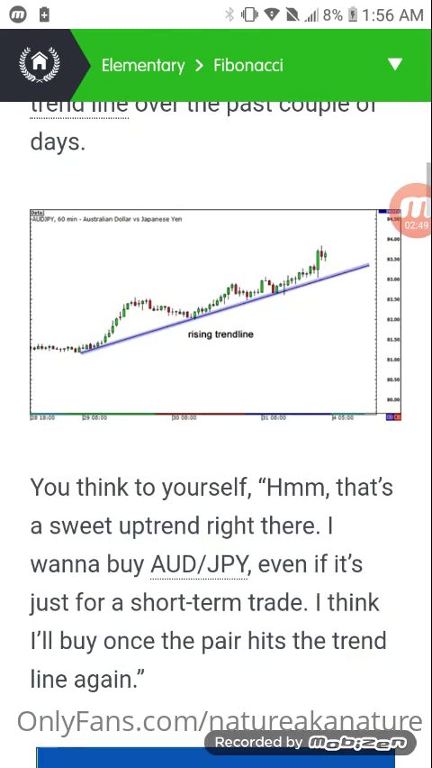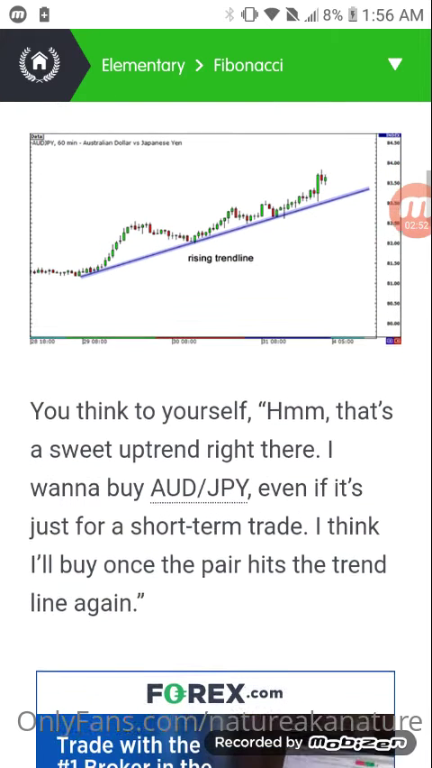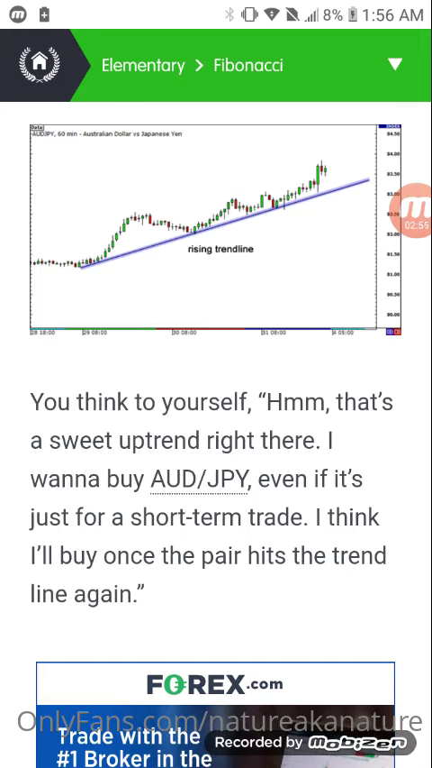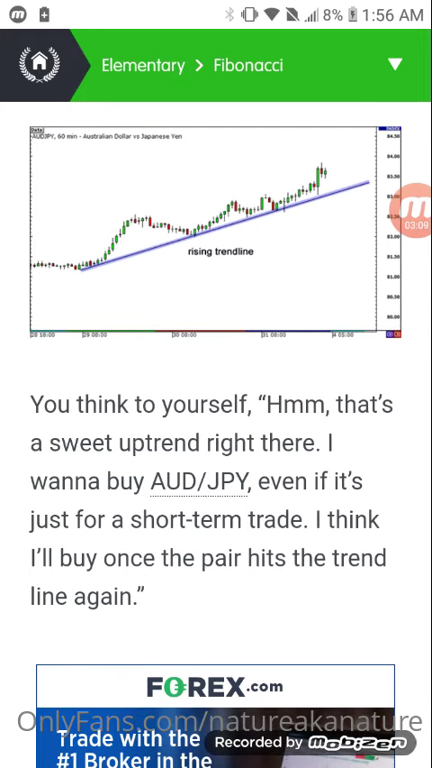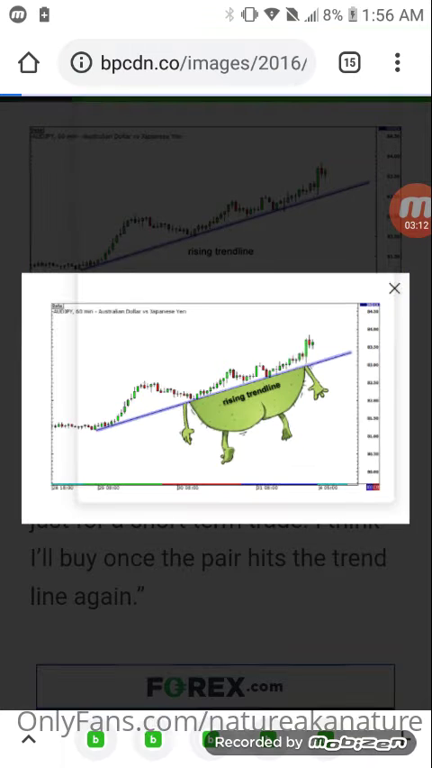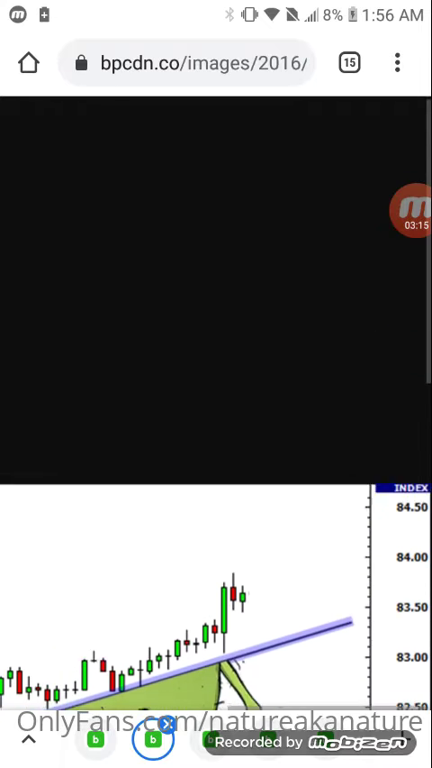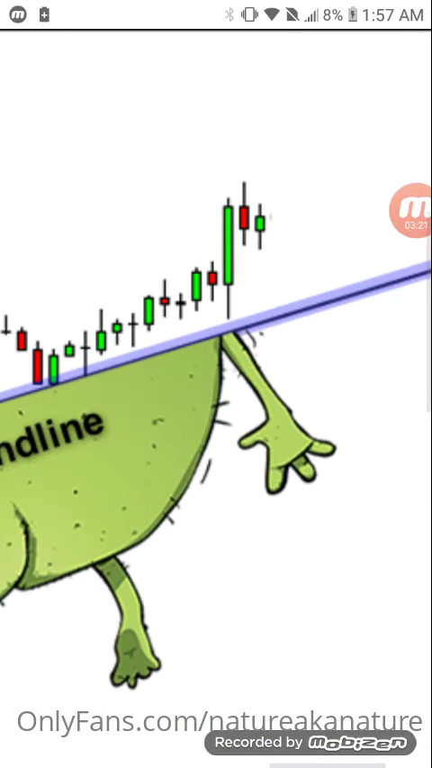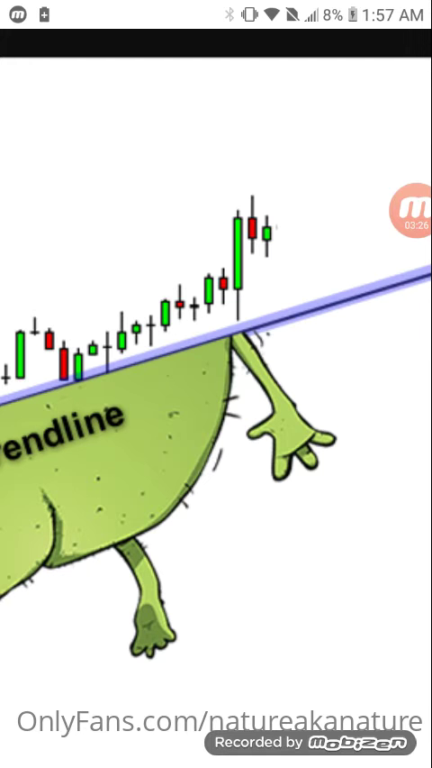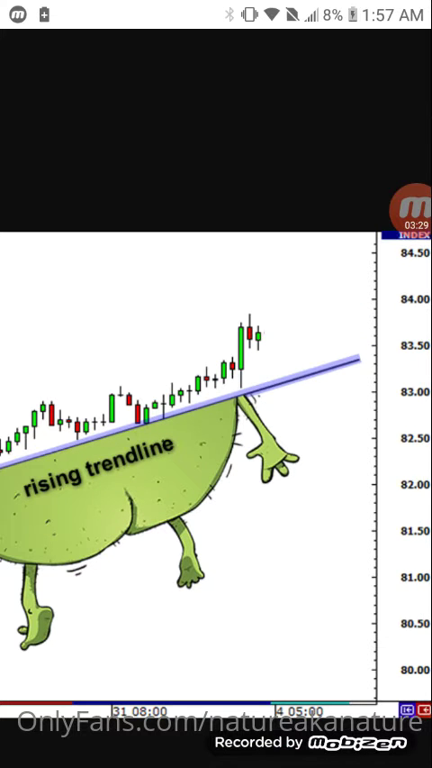So you're thinking to yourself, it's a sweet uptrend right there. I want to buy Aussie/JPY, even if it's just for a short-term trade. I think I'll buy when price hits the trend line again. Basically, this is a rising trend line, and you drew your trend line, and when price retraces off the trend line, right? Because right now it's not at the trend line, but when price retraces off the trend line, that's when you're going to get in for this example.